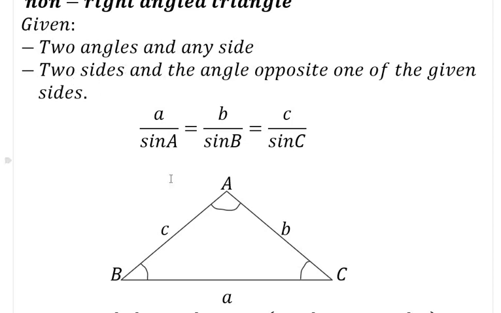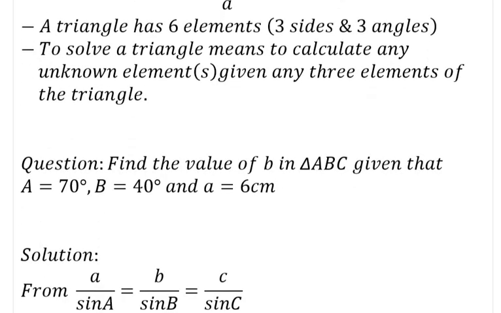Or if you have two sides, say side C and A, and the angle opposite one of the given sides, you may be given the angle C or angle A. So just use this rule. Let's look at a question that will cover these two illustrations, two angles and any side. Then the second question will cover two sides and the angle opposite one of the given sides. Okay, let's look at this question.